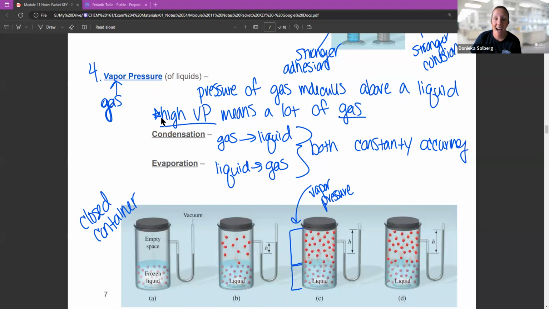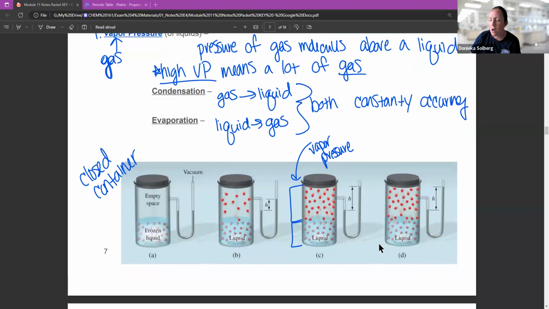Okay, so if something has a high vapor pressure, that would mean it has a lot of gas. So if you're looking at B versus C versus D, well, C and D are the same, I think. This has a much higher vapor pressure because a lot more of the particles are in the gaseous phase. Now, what would cause that? Well, that would be things that have low attractions or low intermolecular forces. They would more easily go into the gas phase. So if you're looking at B versus C, we would assume that C has weaker intermolecular forces because more of the particles are in the gas phase than for B.